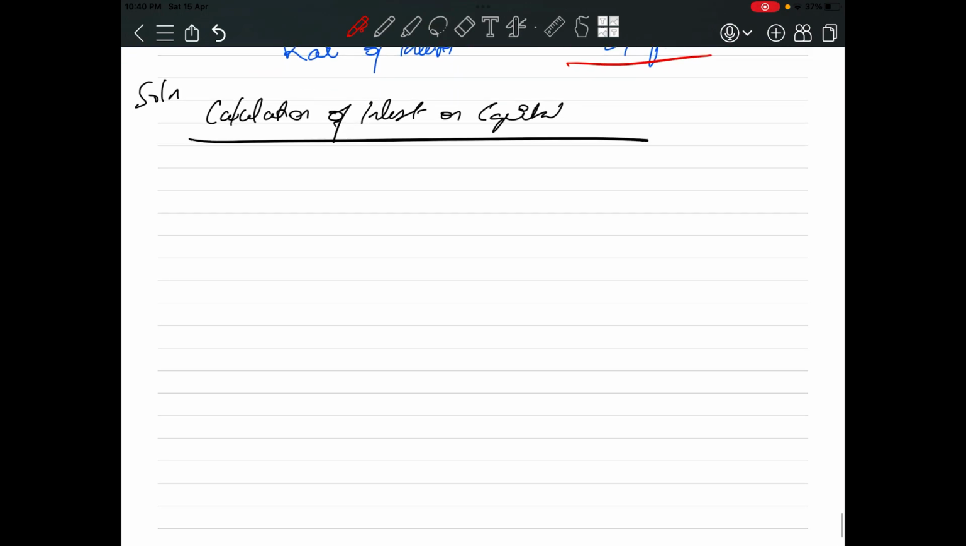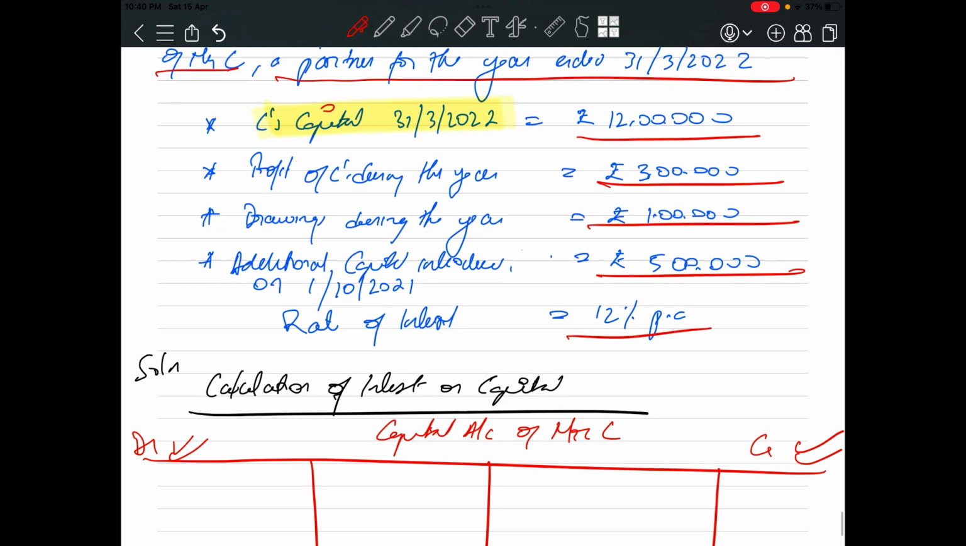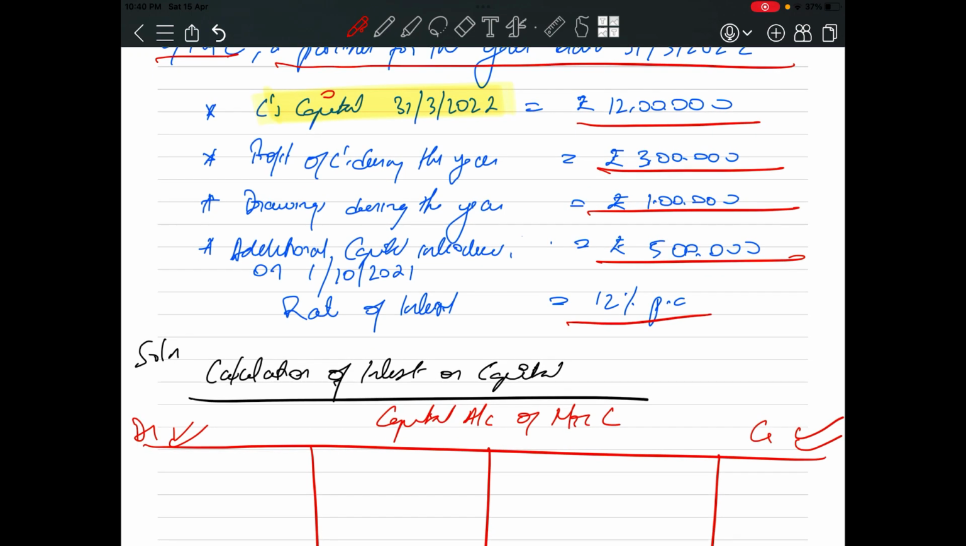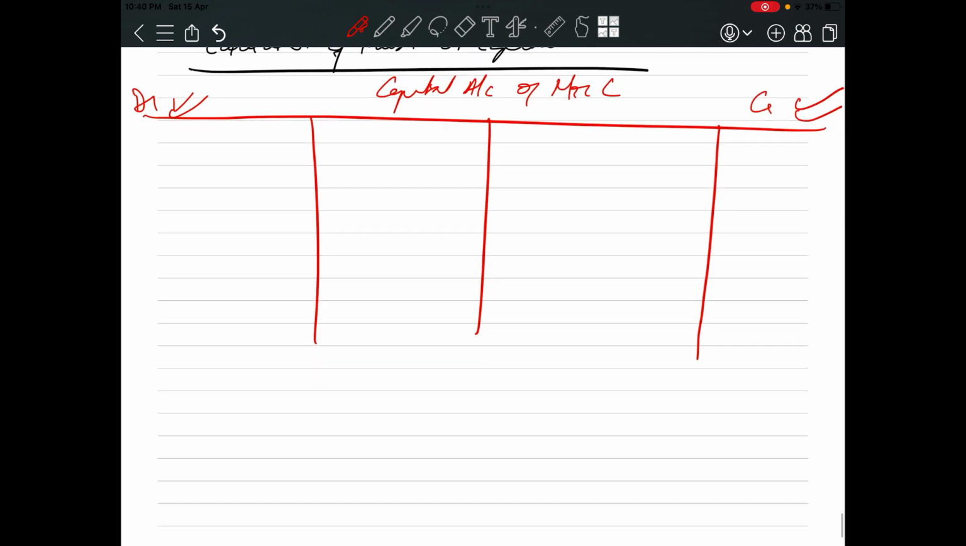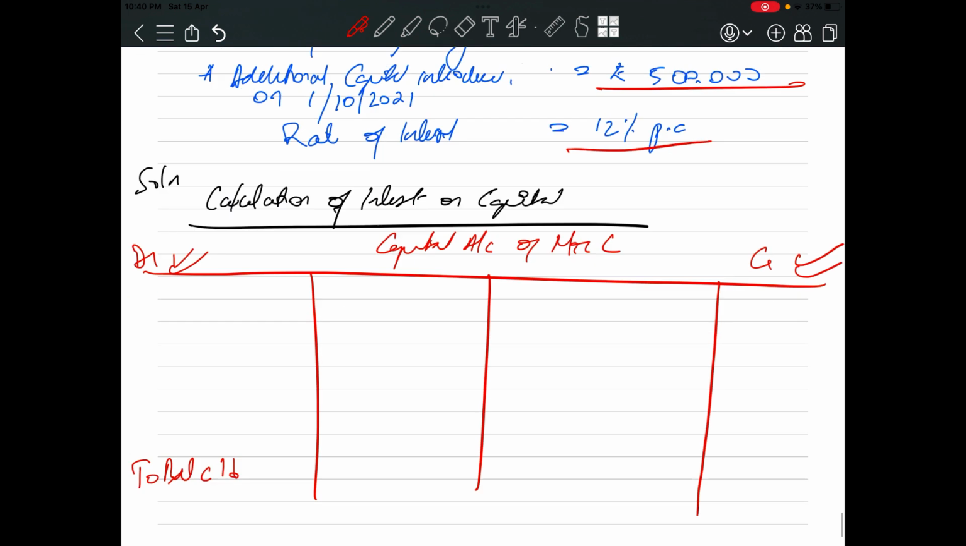Okay, so for this I will prepare the capital account of Mr. C, debit and credit. All the increases in the capital will be written at the credit side, and whatever items reduce the capital balance will be written on the debit side. Okay, so now let's start with the closing balance. The closing balance is 12 lakhs. So closing balance simply means balance c/d 12 lakhs.